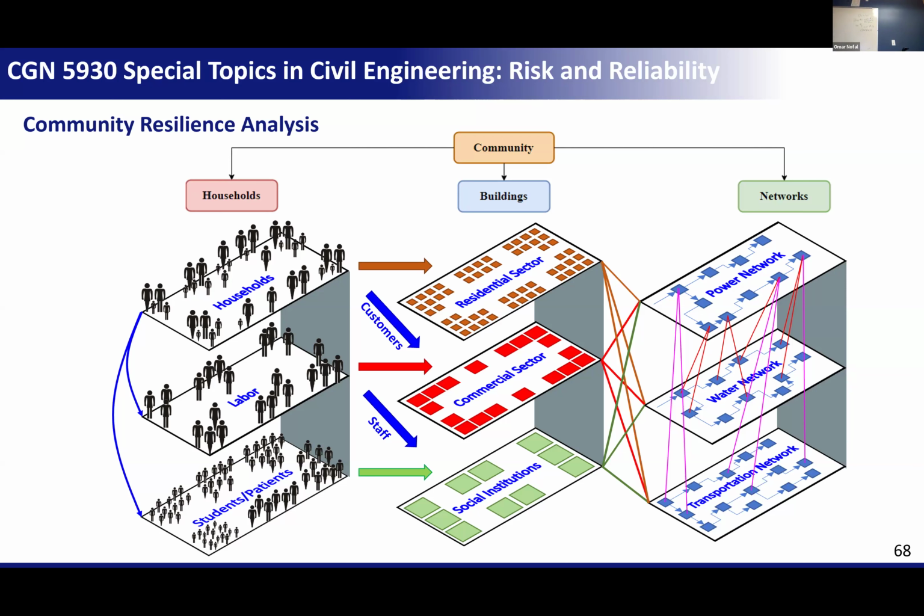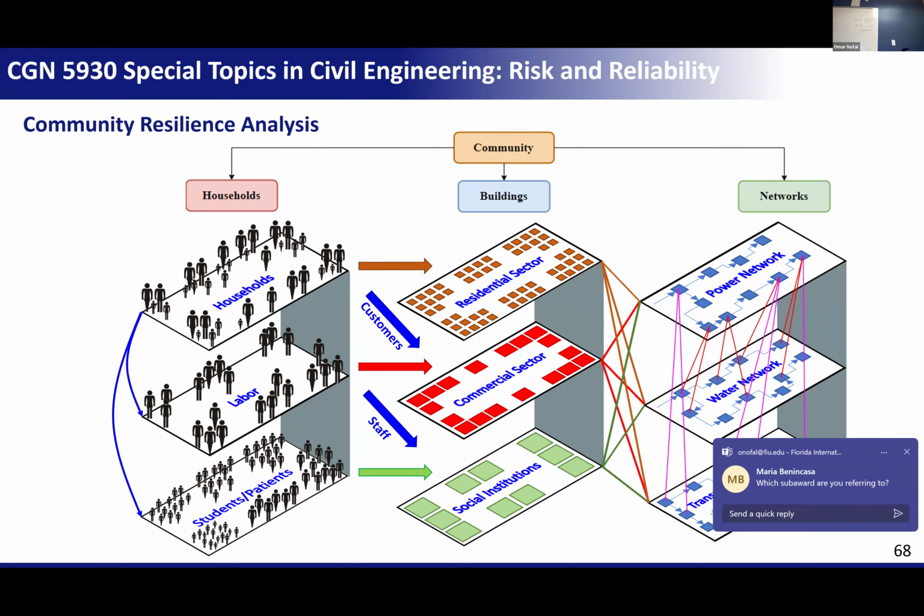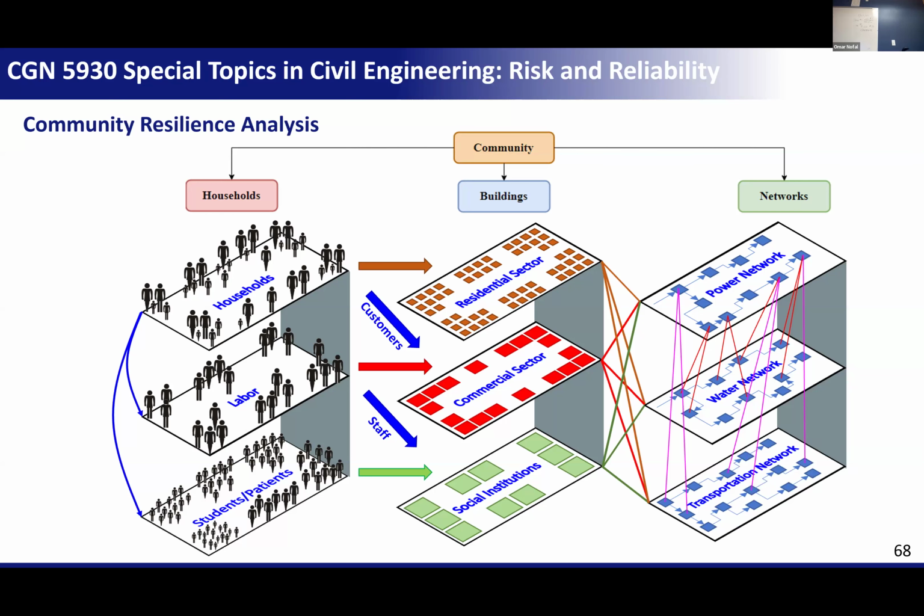The next thing is the transportation network. Transportation networks also depend on the power. Can you tell me how? Traffic signals, right? Traffic signals are operable on power. If the traffic signals go out, you are going to have a lot of crashes. So all these are interdependent on each other. And for buildings, you have multiple sectors: residential, commercial, social, and all of them need power, need water, need accessibility. So all of them are cross-dependent on each other.